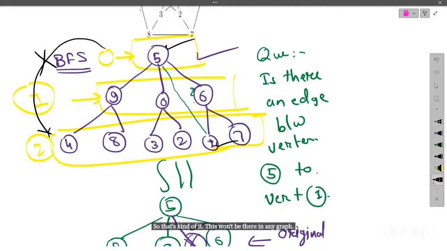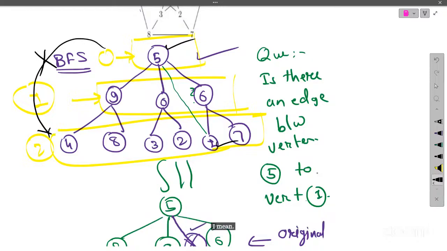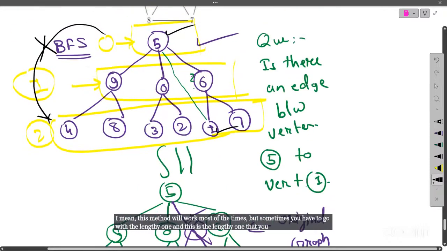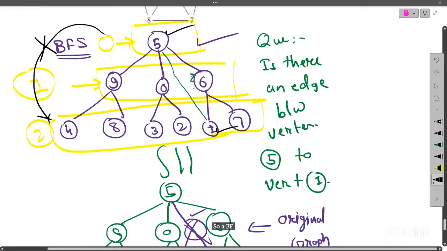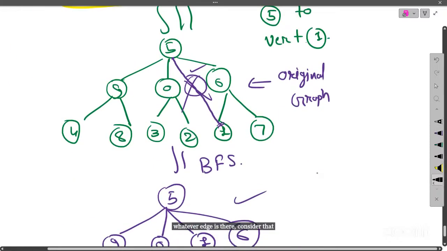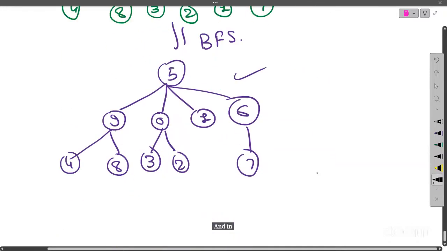But this will be a little bit complicated when it comes to neighboring edges. This method will work most of the time, but sometimes you have to go with the lengthy one. A BFS tree is given to you. Whatever edge is there, consider that edge in your tree and assume that this is your graph now. Then on this graph, apply the BFS process.